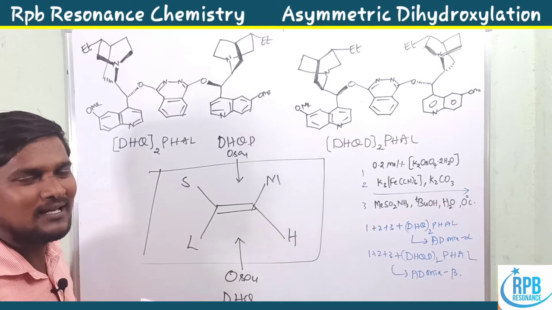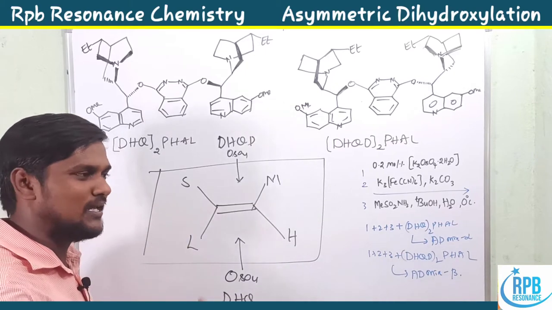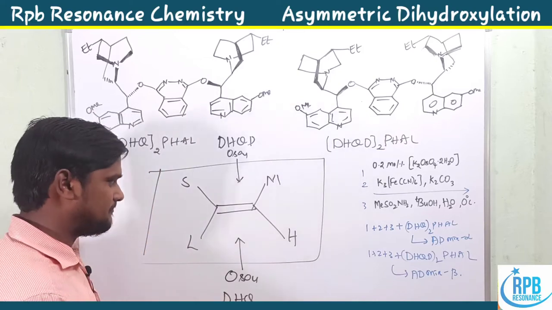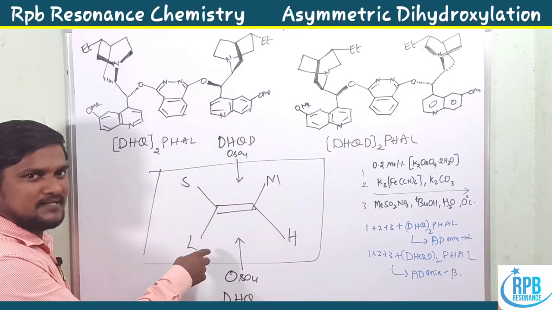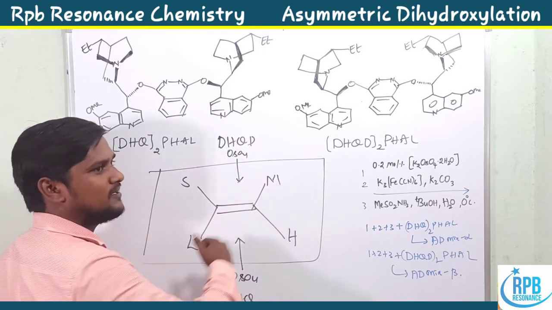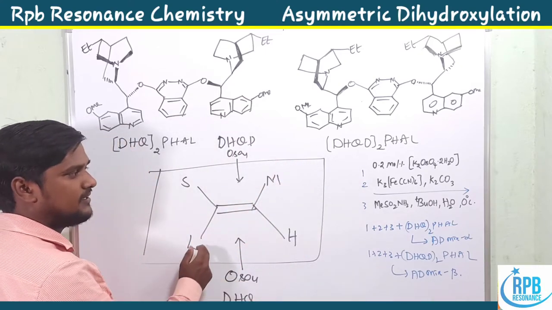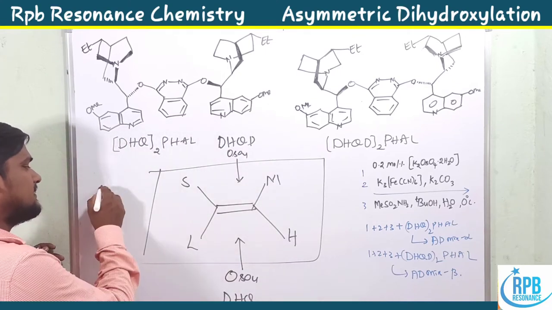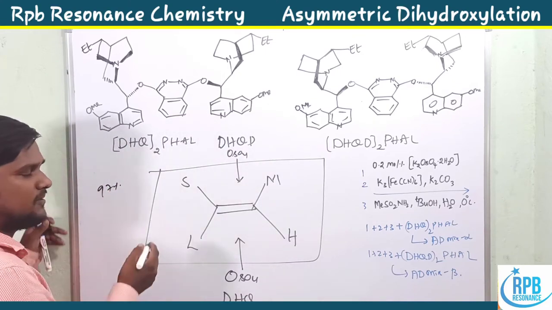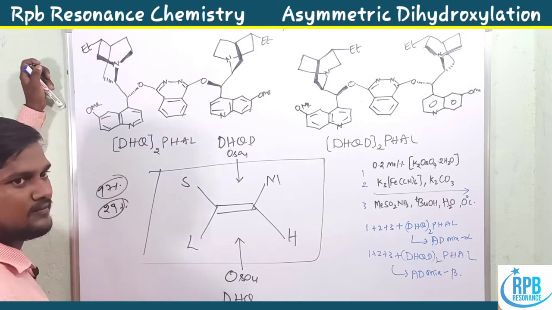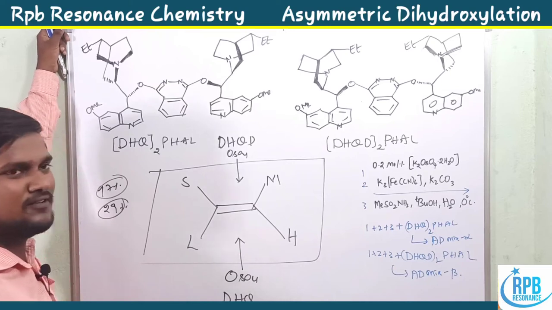That is, both are in the thick line, both are above the plane. This is very simple stereochemistry. I think it is clear. A large group is present at the left side bottom corner, and a medium group is present opposite to it. That indicates it is majorly an E alkene. So the E alkene will give 97% excess, and the Z isomer will give 29% enantiomeric excess. That is the advantage.